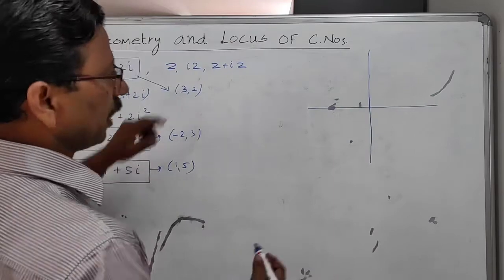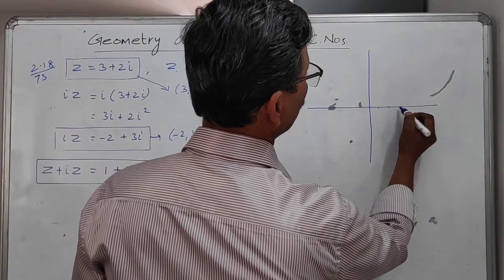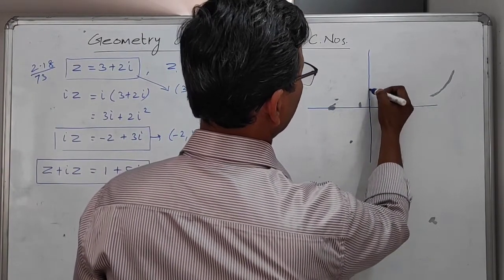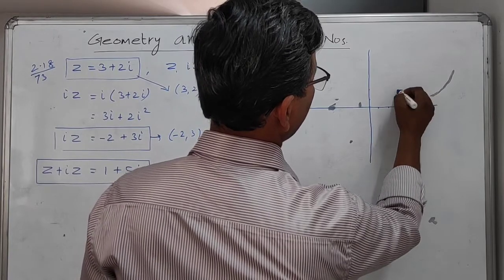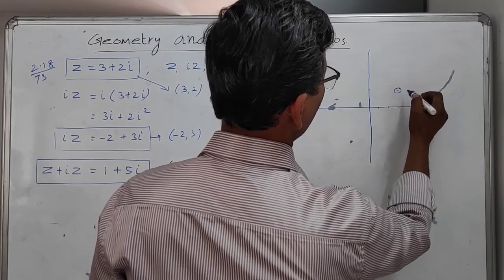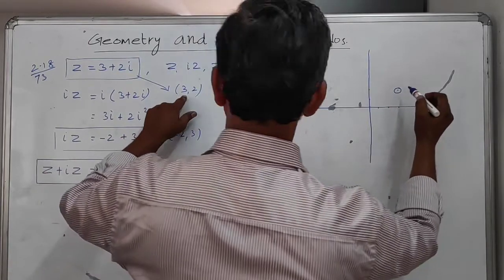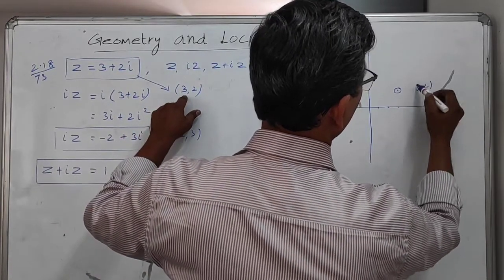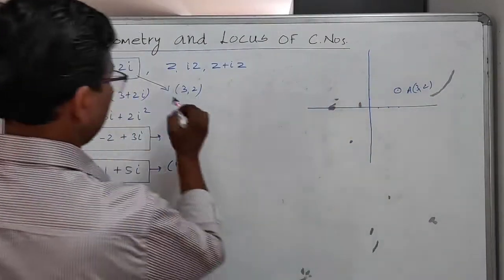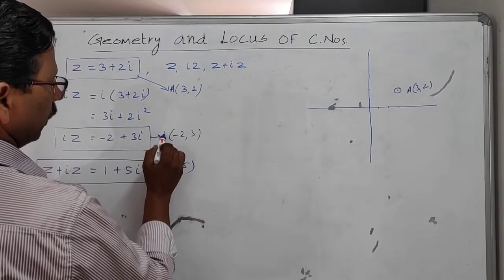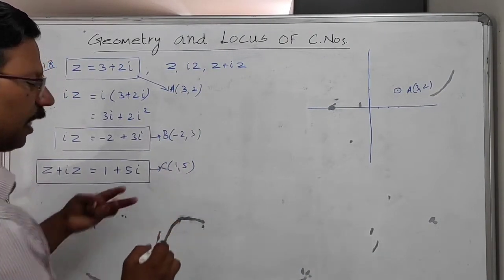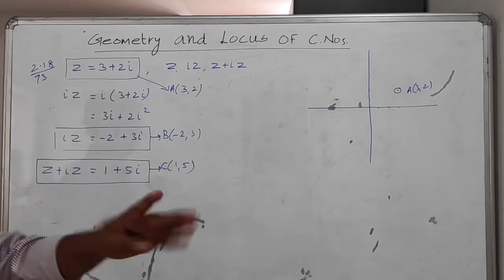See the first number, (3, 2). Take 1, 2, 3 along x and 2 along y; you will get it here. This is the complex number (3, 2), which you can take as capital A. This you can take as capital B, and this as capital C. Or Z1, Z2, Z3 also you can have.